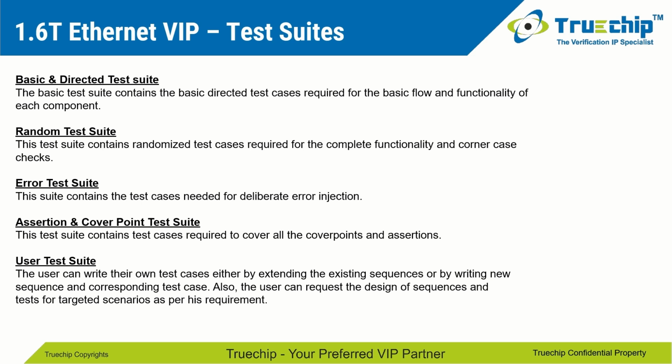Next is random and error injection tests. Random test cases are for complete functionality and corner case checks, while the error injection test cases are for deliberate error injection scenarios. Assertion and cover point tests ensure all assertions and cover points are met. Lastly, the user test suite, in which the user can write their own test cases by extending existing sequences or writing new ones to meet specific requirements.